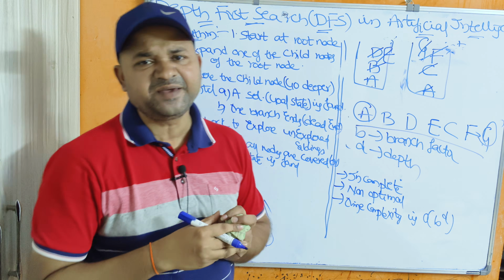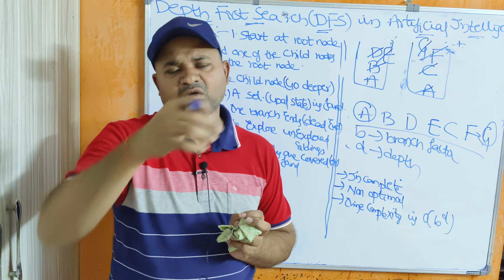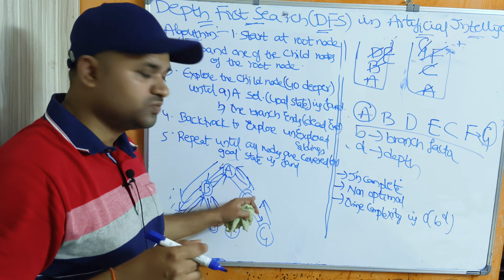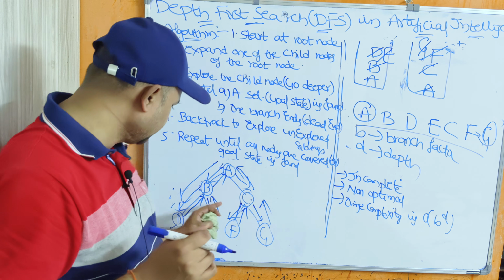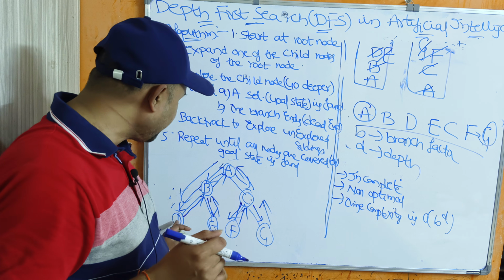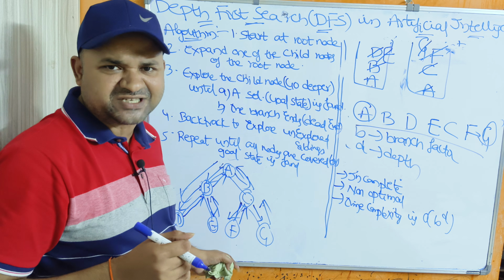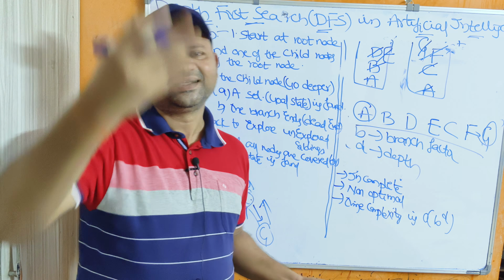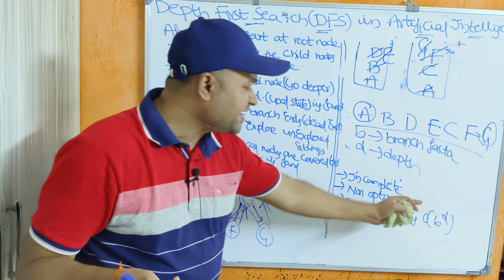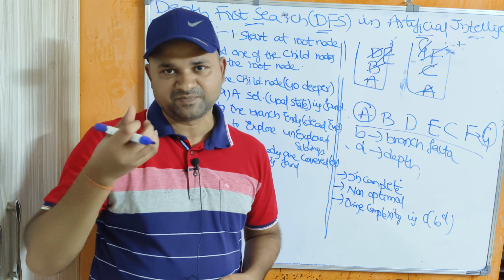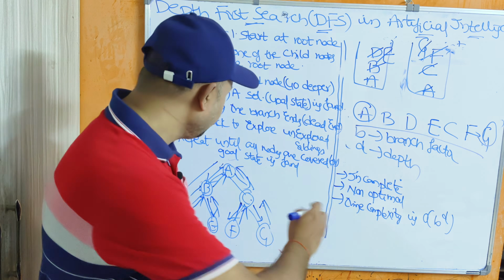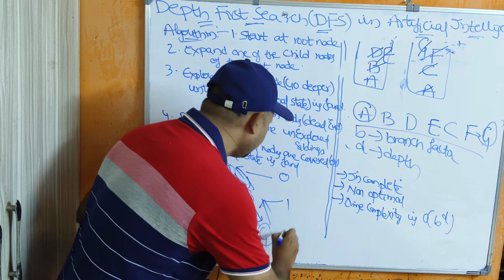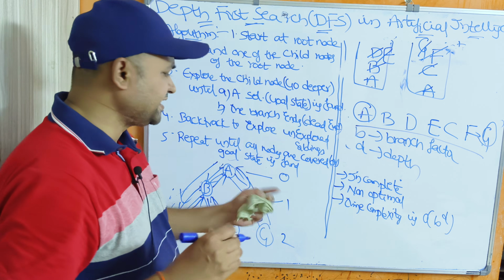Branching factor means the number of children for a parent node. Here the branching factor of A is 2, because A has 2 children. The branching factor of B is 2, because B has 2 children. So branching factor means the number of children a parent contains. Whereas d is nothing but the depth. Here the root node is at level 0. These nodes are at level 1. These nodes are at level 2.